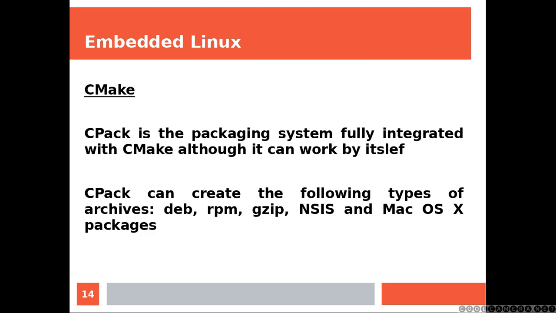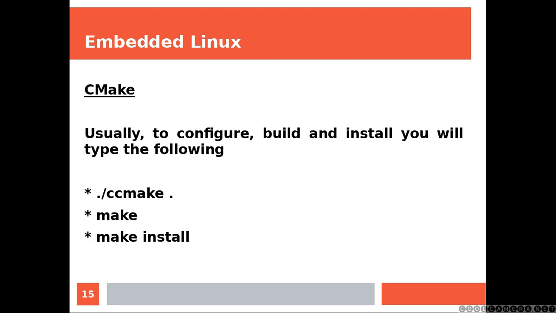CPack is the packaging system fully integrated with CMake, although it can work by itself. CPack can create the following types of archives: deb, rpm, gzip, and so on. CMake usually can be used this way, right? Very similar to Autotools and Make.